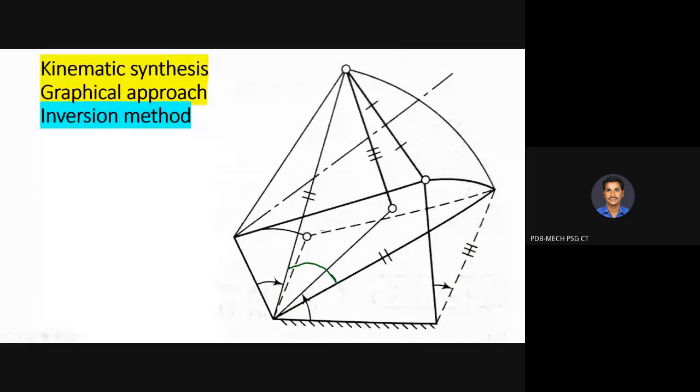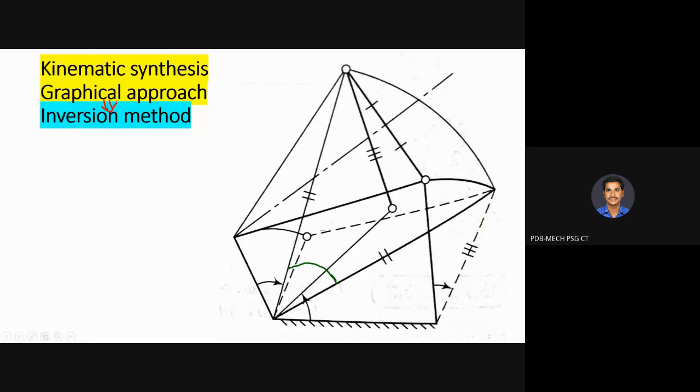So as I told, in kinematic synthesis, we'll be discussing one method under graphical approach, namely the inversion method. Under graphical approach, we are going to discuss inversion method. So what is inversion method? It is also very simple because it is a graphical approach. Very quickly we can make the solutions for a 4-bar mechanism.